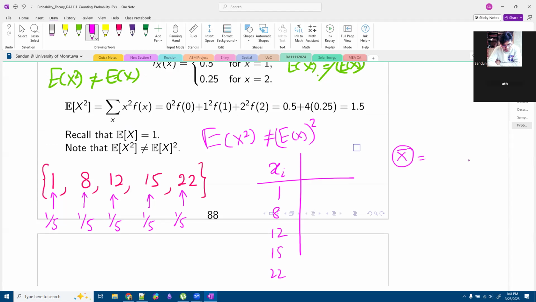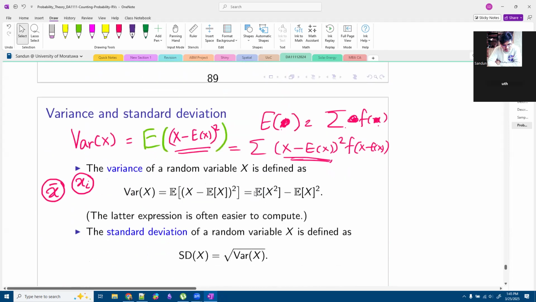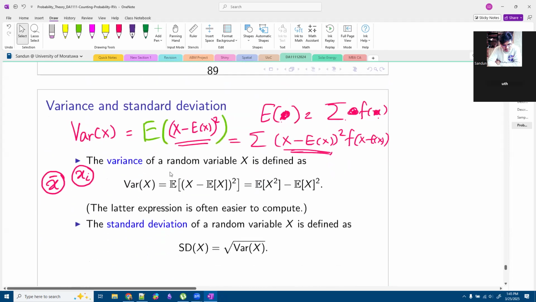So the mean was, I forgot what is the mean. So it was somewhere around 11.6, right? And then you calculate xi minus x bar first. So 1 minus 11.6, 8 minus 11.6, 12 minus 11.6, 15 minus 11.6, 22 minus 11.6, right? And then you calculate the square of this, right? And then calculate the mean of this, the expectation of x minus x bar squared. That is the variance. E[(x minus E[x]) squared]. So that's the variance.